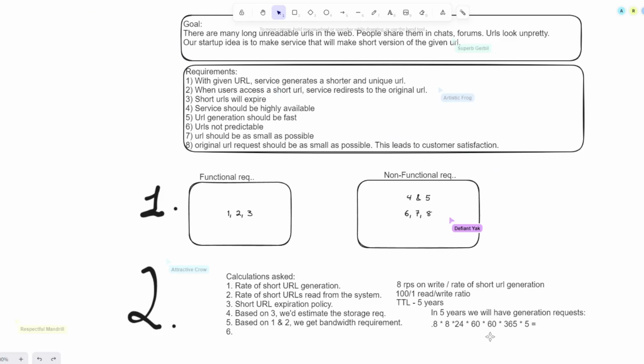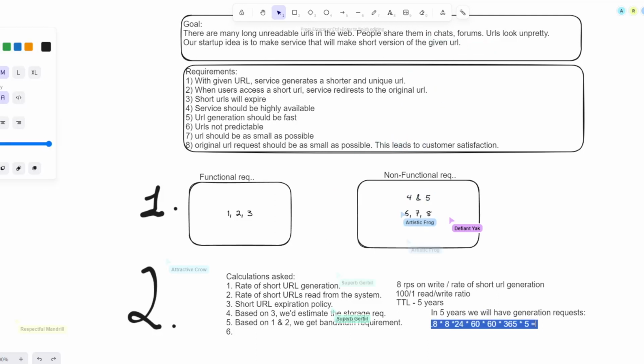46 billion, I think. So we're waiting for someone to calculate the overall number of generations in 5 years. 46 billion.